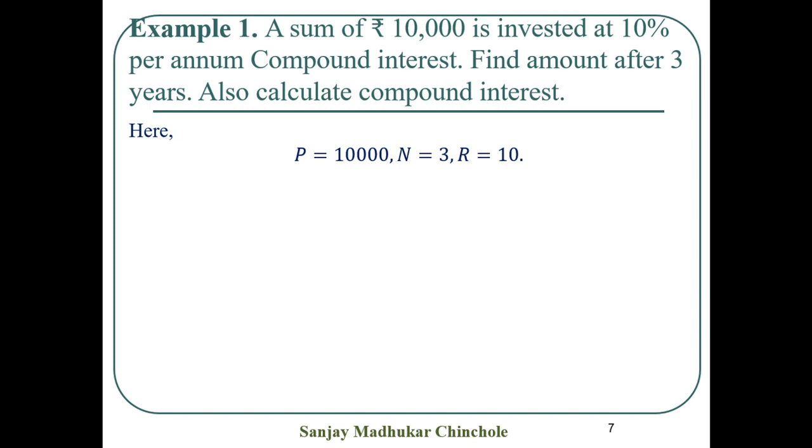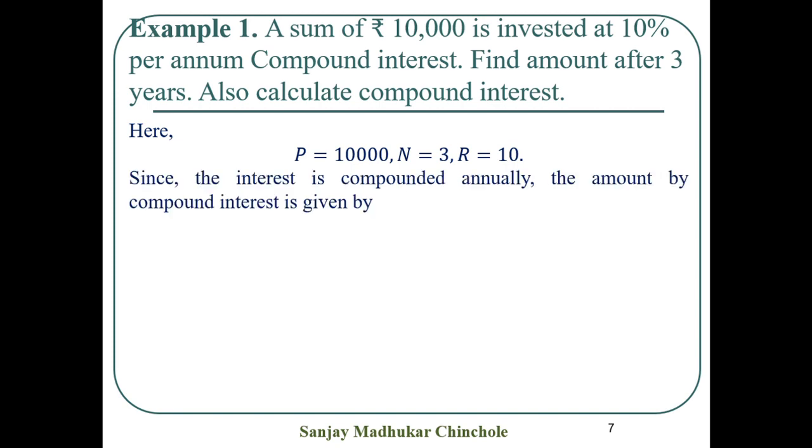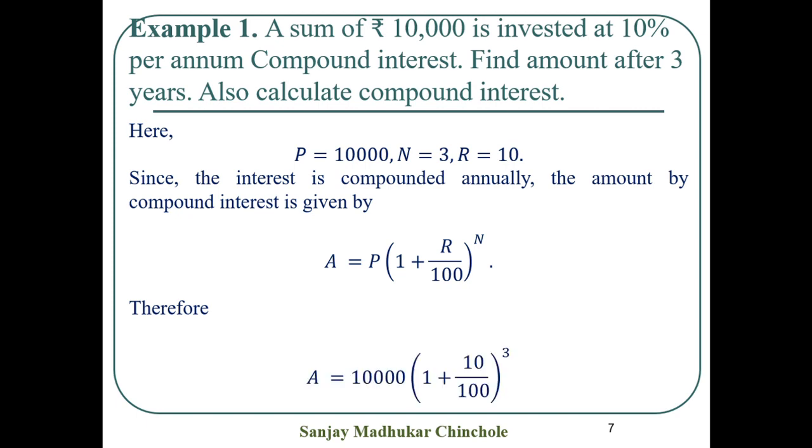Now the amount by compound interest, when the compound interest is compounded annually, is given by A is equal to P into bracket 1 plus r upon 100 bracket to the power n. Now we have to replace here P by 10,000, r by 10 and n by 3. So we will get A is equal to 10,000 into bracket 1 plus 10 upon 100 bracket to the power 3.